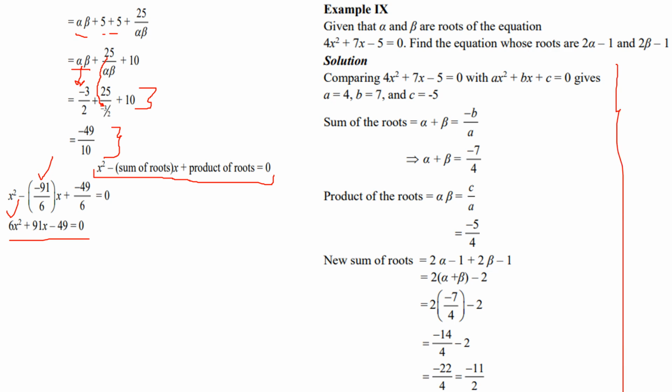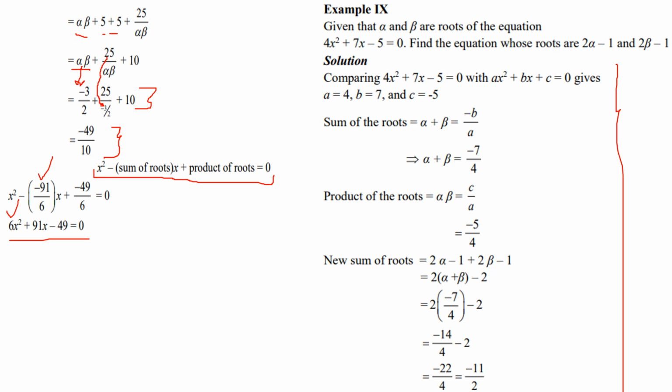So first of all, you are given a quadratic equation, but the coefficient of x squared is not positive 1. So what you have to do is to first divide through so that you can get positive 1 as the coefficient of x squared. So what do we do? We divide through by 4. So our equation will be x squared plus 7 over 4x minus 5 over 4 is equal to 0.